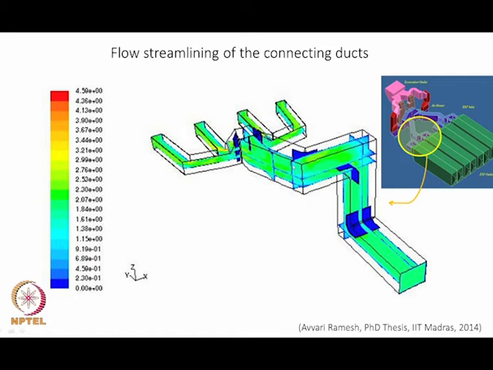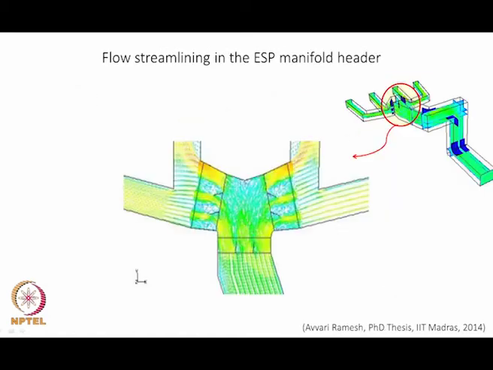So if you look at the next thing here, you are concentrating on just this junction here, the manifold header into the ESP, and the flow is coming in like this. It should split evenly into these two, and then the same amount of flow should be going through this and this, so that each ESP, electrostatic precipitator, is fed the same amount of dusty gas.